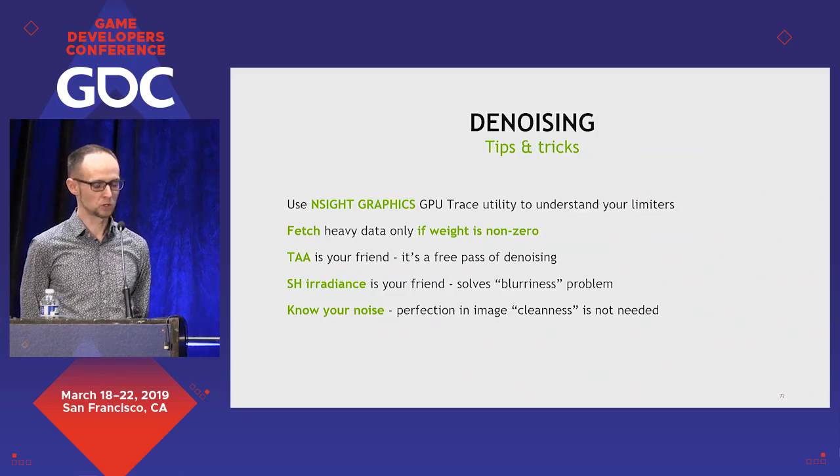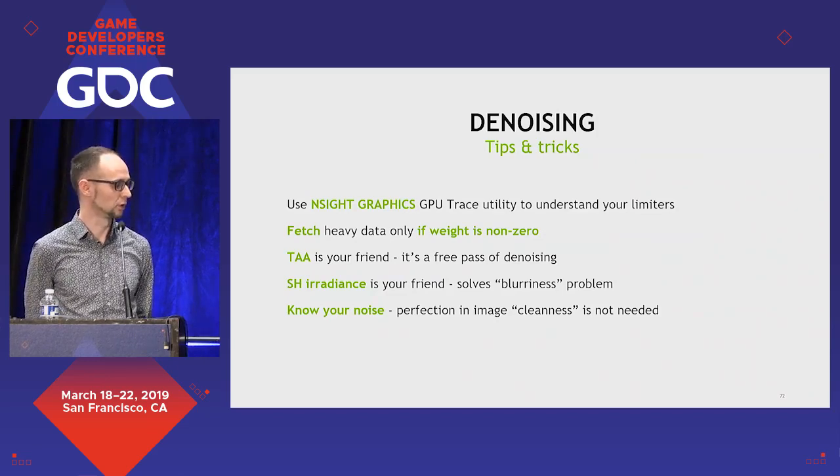Temporal accumulation is your friend, so you can just think about it like a free pass of denoising. Of course, spherical harmonics irradiance is your friend too, so it's a bad idea just to denoise color information. Don't do that. Convert to SH and use SH instead. And as always, know your noise. There is no need to reach perfection in image cleanness, because applying albedos, various post effects, TAA, and even camera exposure just hides many problems.